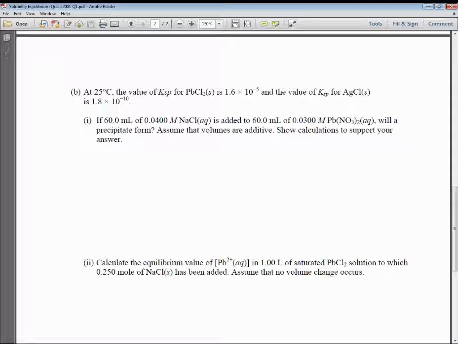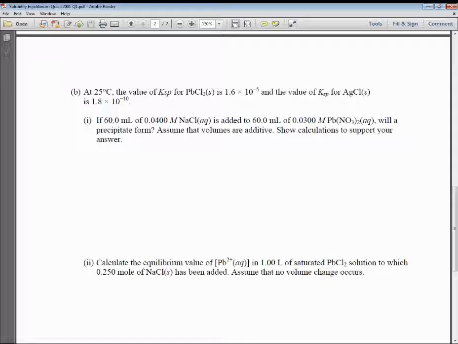Now, what part I says is, if 60 milliliters of a 0.04 molar NaCl is added to 60 milliliters of a 0.03 molar Pb(NO3)2, all right, so I have one source for chloride, I have one source for lead 2. I'm going to ignore completely sodium and nitrate. They're going to spectate anyway. They're always going to spectate, so I'm going to ignore them. I'm only going to extract the chloride from the NaCl and the lead from the lead 2 nitrate.